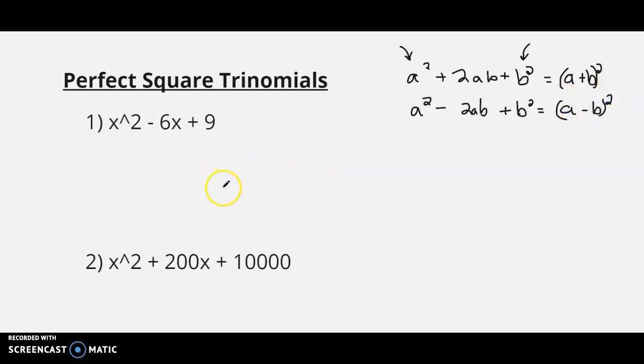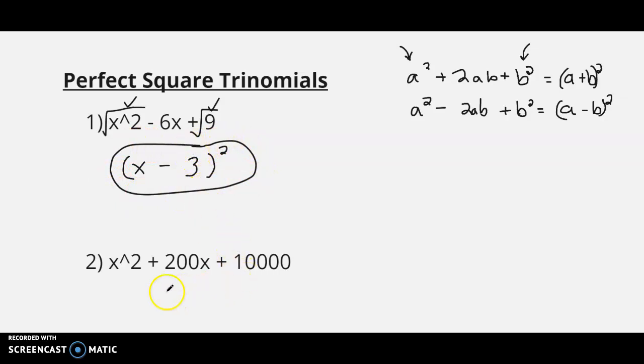Okay, look at number 1 here. We have a perfect square trinomial. Notice the perfect square here, and it's a minus. In order to solve this, all we need to do is take the square root of the first and the last. That gives us an x and a 3. And then the factorization is simply x minus 3 quantity squared.